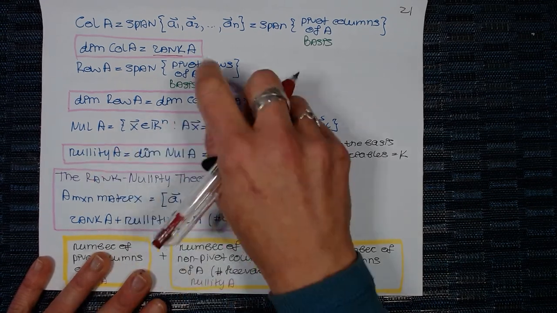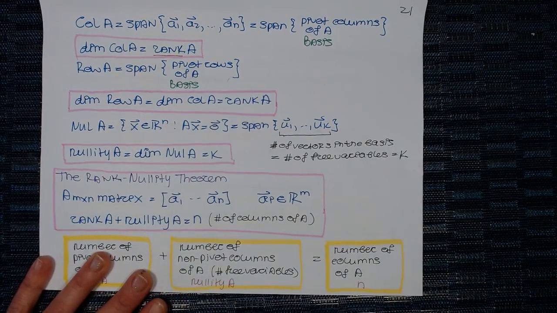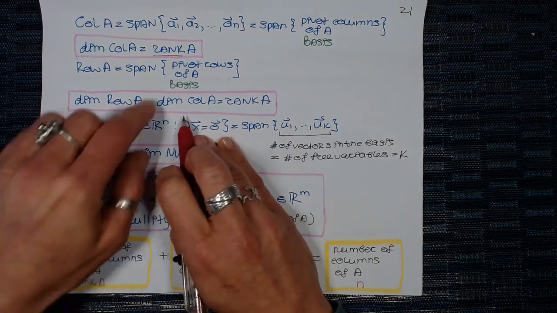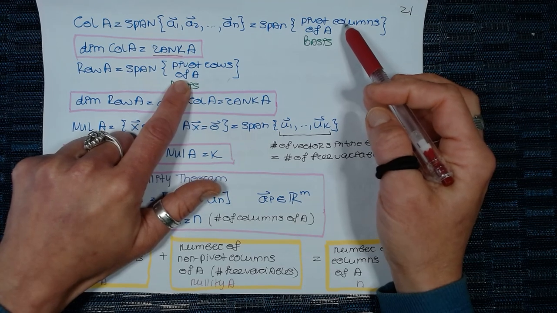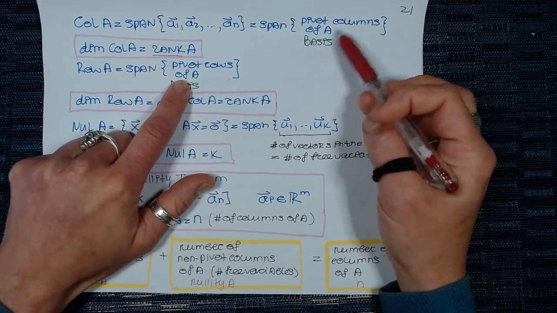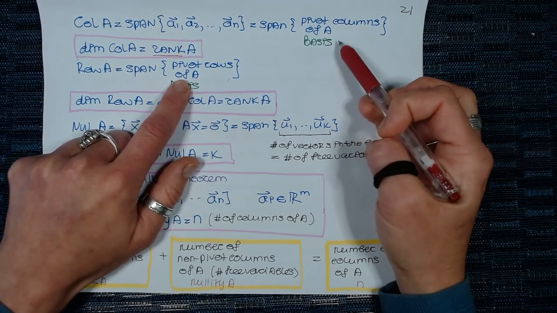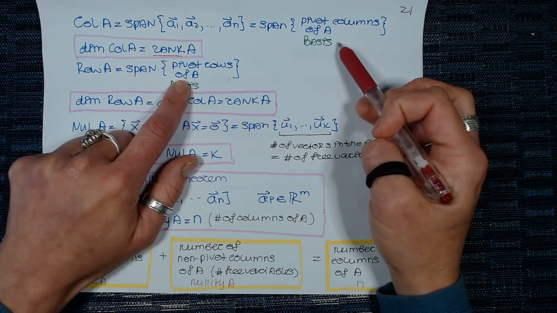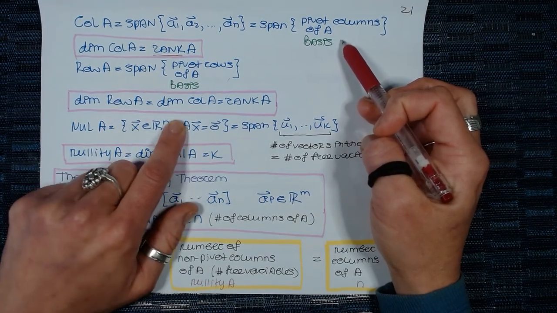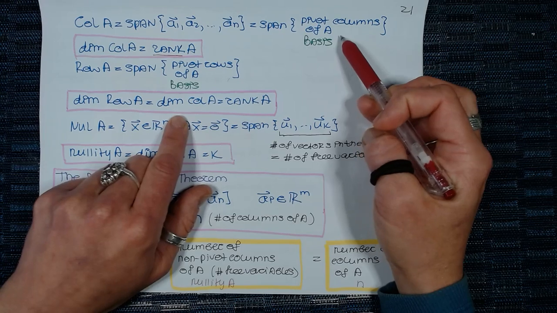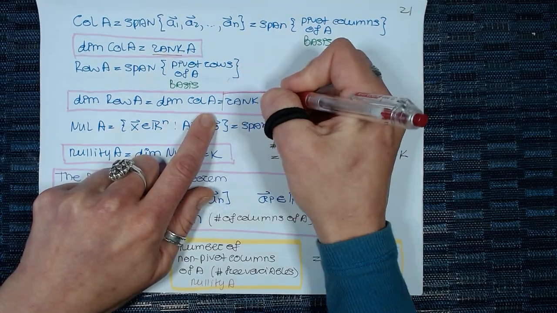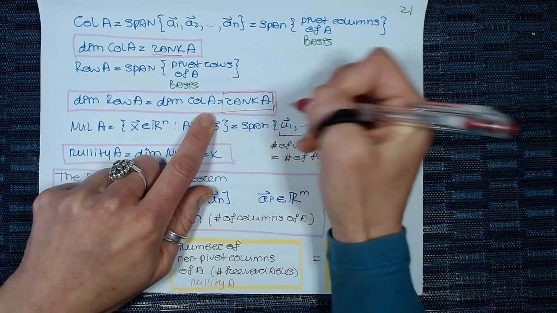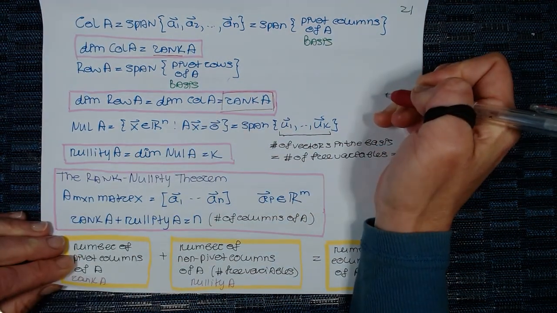Again, kind of a review here. The dimension of the row space will be equal to the dimension of the column space, because the number of pivot rows and pivot columns is the same. It's just the number of pivots that I have. So the dimension of the row space will always equal the dimension of the column space. And a shorter way of writing this: it's the rank of the matrix A.